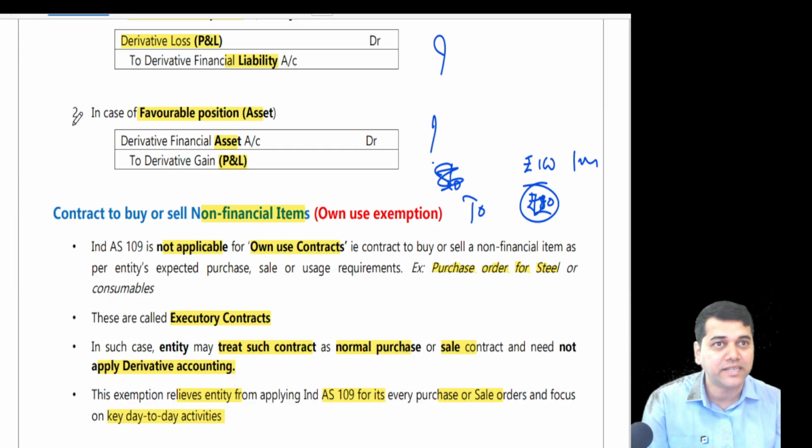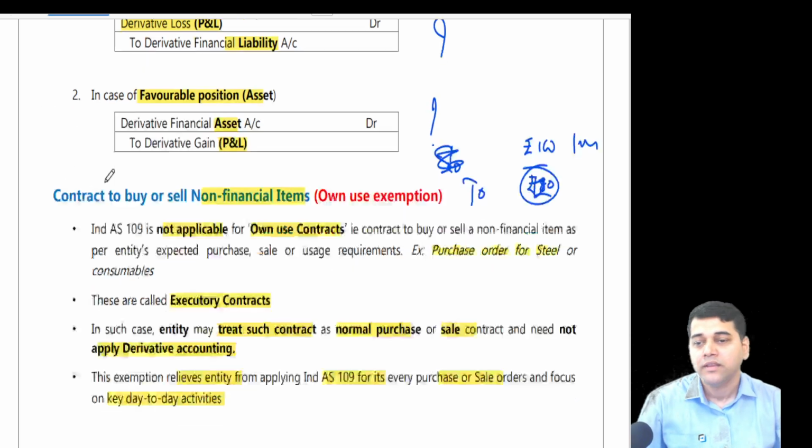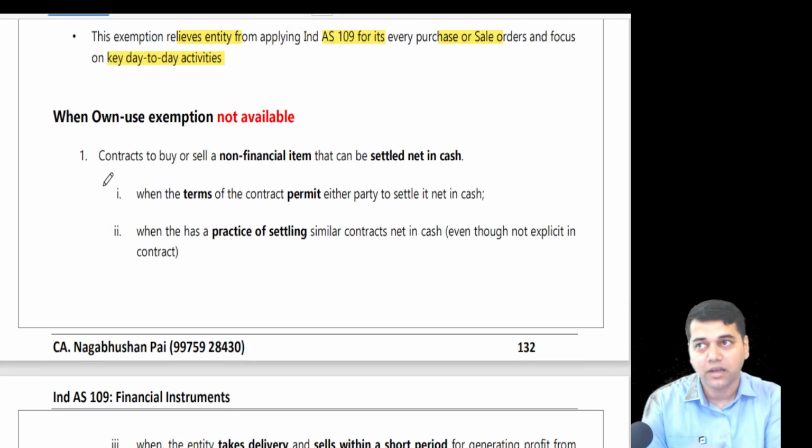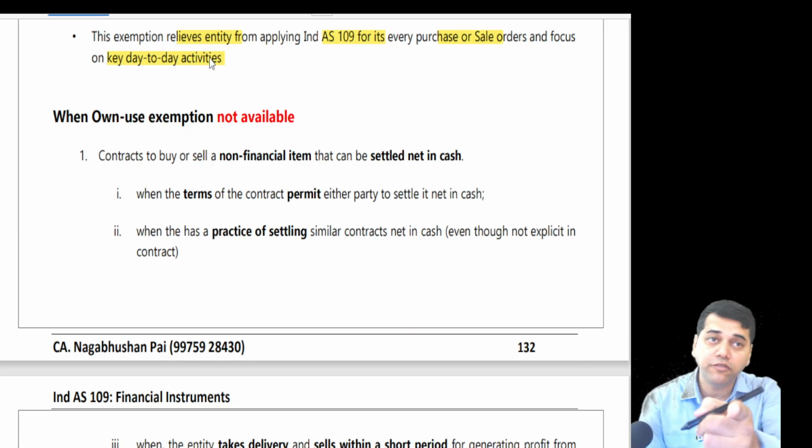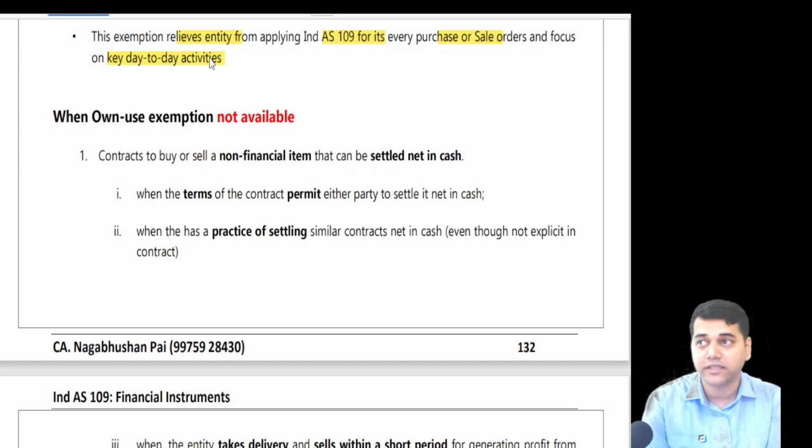Like SPPI test, business model test, asset purchase test. So many tests we are going to come across in Ind AS. What is that test? It says that, look, this exemption is available in good faith. I'm giving you this exemption to relieve you from accounting, not for speculating. Now, this is not available to you if the contract to buy that non-financial asset is settled net in cash.